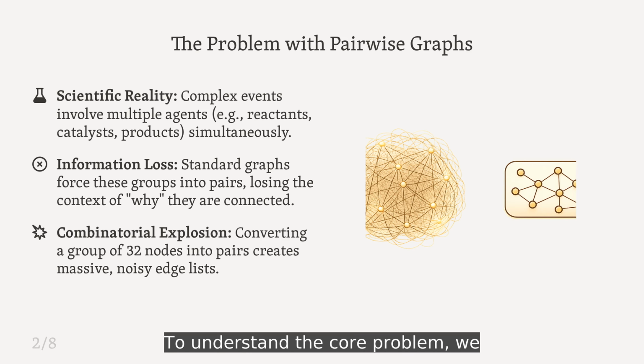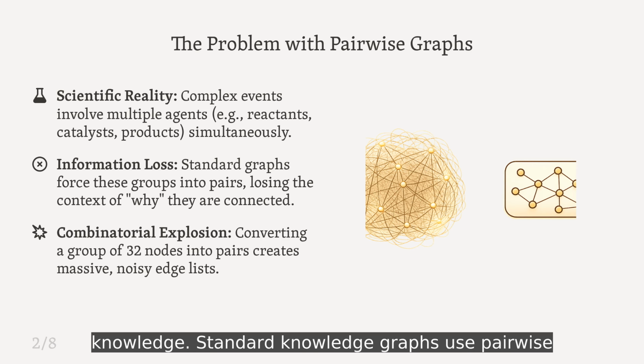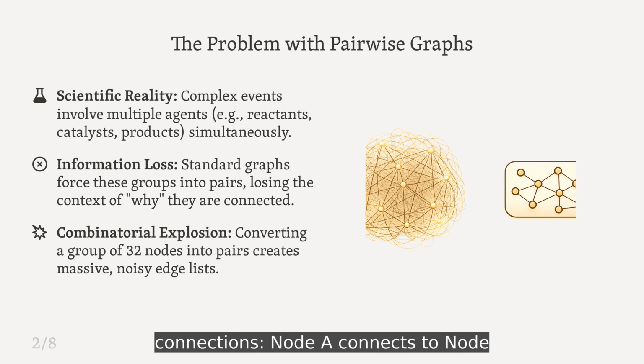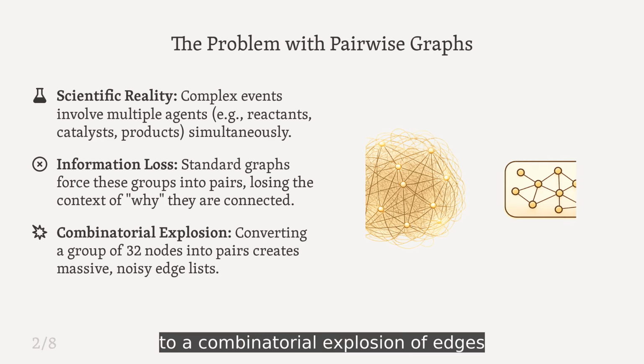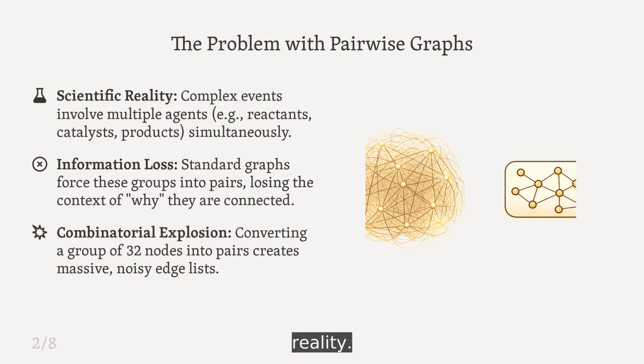To understand the core problem, we must look at how machines store knowledge. Standard knowledge graphs use pairwise connections. Node A connects to node B. However, scientific events are higher order. A reaction might involve multiple reactants and products simultaneously. Creating a pairwise graph from these complex events leads to a combinatorial explosion of edges that strips away context, leaving the AI with a noisy, low-fidelity map of reality.